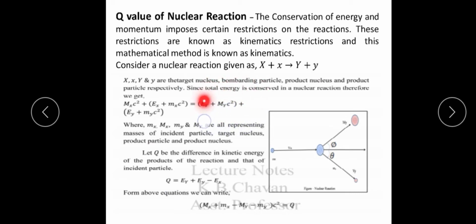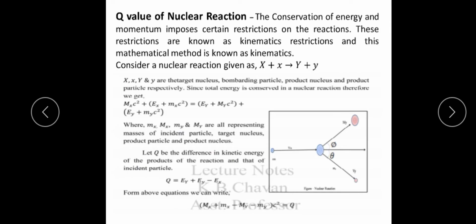This is the kinetic energy of the product nucleus, and this is the rest mass energy of the product nucleus. Similarly, E_y is the kinetic energy of the product particle, and this is the rest mass energy of the product particle, where small m_x, capital M_X, small m_y, capital M_Y are all representing the masses of the incident particle, target nucleus, product particle, and product nucleus.